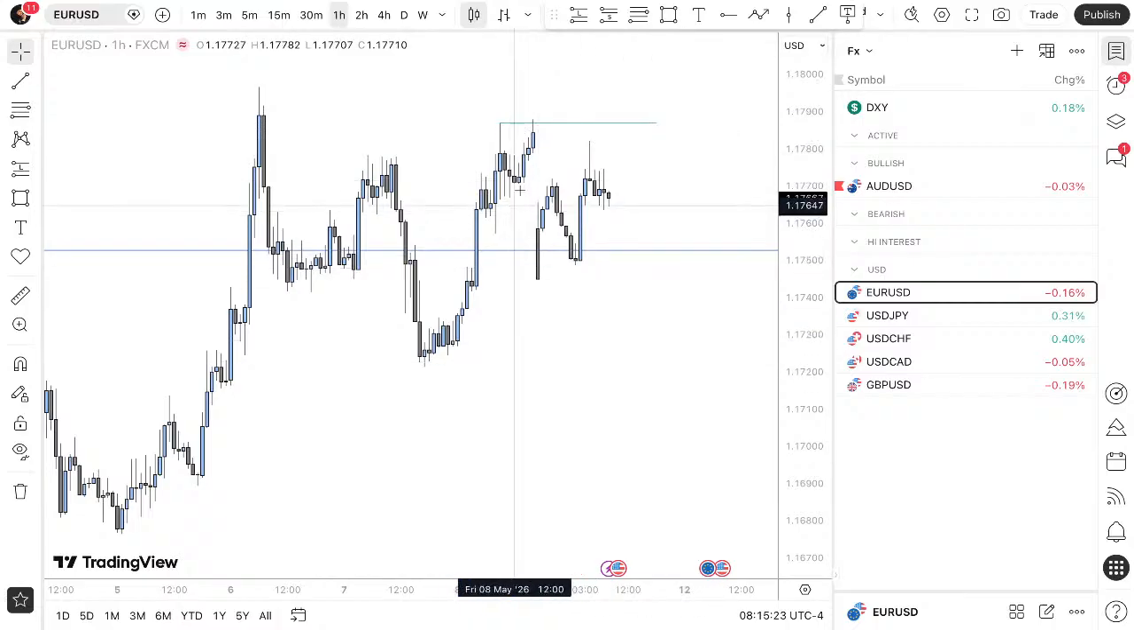I'm not actually that happy with this. So high on this is 17879, 17868. It's about one pip difference. To be fair, it's relatively equal.